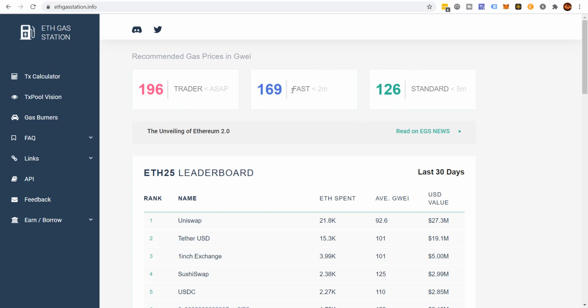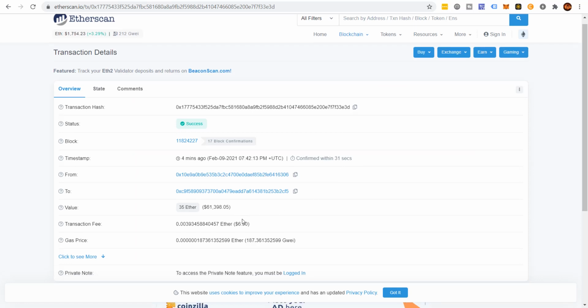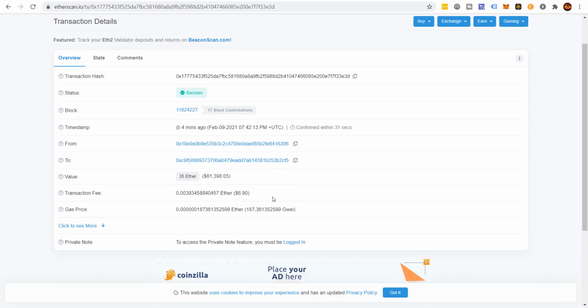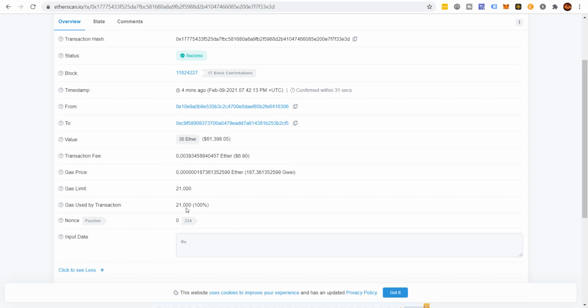Now let's look at a couple of transactions on Etherscan, just as an example. These are a couple of transactions I found earlier. By the way, someone sent 35 Ether. That's awesome. Wasn't me. Wish it was. Let's look at this for a minute. They just sent 35 Ether from one wallet to another wallet. 21,000 is the amount of gas you need, and the price here is 187.